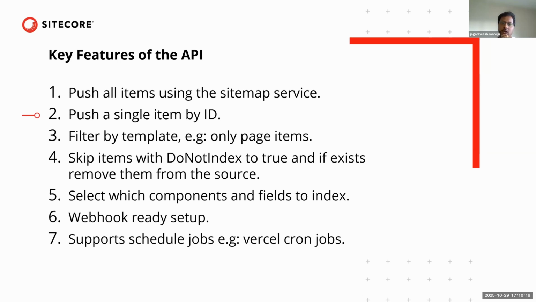And it also supports scheduled jobs. Let's say if I'm hosting my Next.js app on Vercel, we can have Vercel cron jobs so that, based on the schedule and time interval we set, it actually runs. Basically, it supports scheduled jobs whenever you want to run. So those are the features that this API gives you.